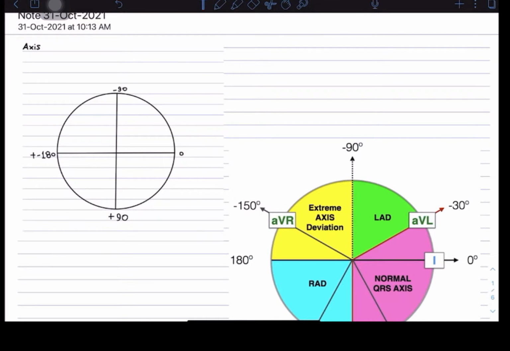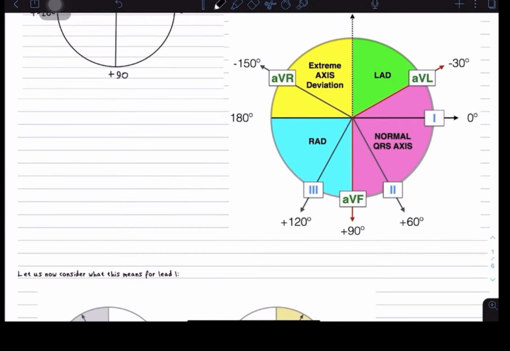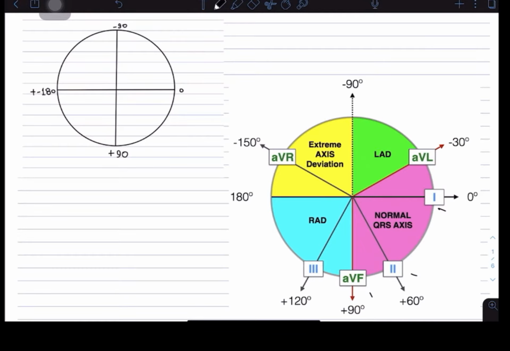The topic is axis calculations. So what is axis and how do we calculate it? The axis is the direction of the ventricular depolarization. So let's see, these are the waves like lead 1, lead 2, and AVF. These are the leads we are going to see to calculate the axis. So lead 1 is present here, and lead 2 here, and AVF is here in the bottom.